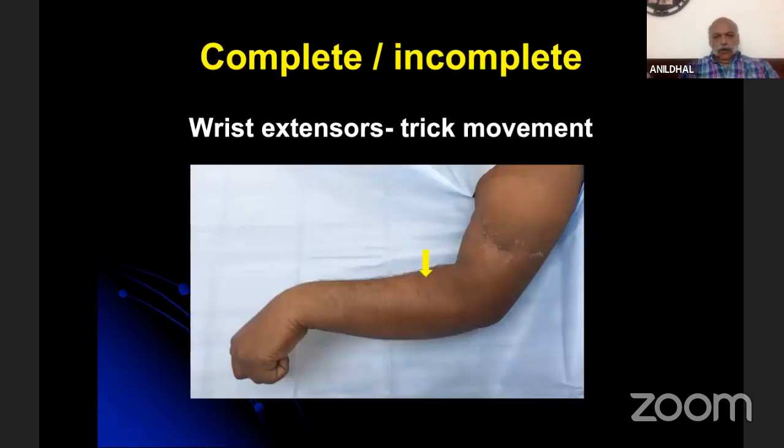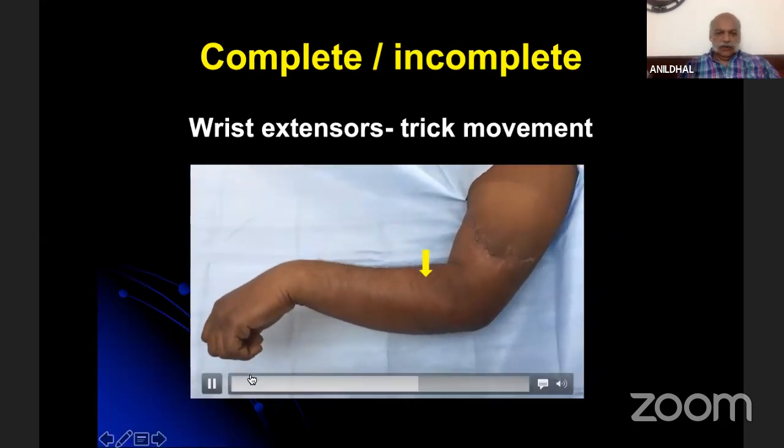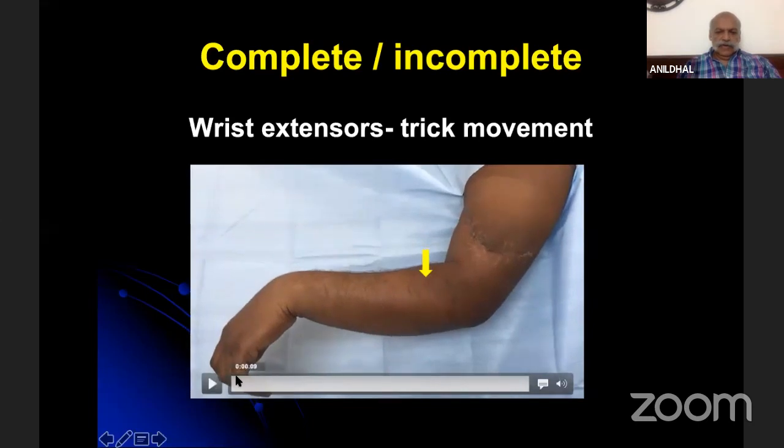Well, we move on to decide whether it is a complete or an incomplete lesion. A complete lesion means that all the muscles supplied distal to the site of injury are paralyzed. So we need to test the other wrist extensors now, and on actively asking the patient to try and dorsiflex the wrist, if you look at it again, in the initial phase there is a flexion of the digits, followed by a slight amount of extension at the wrist.